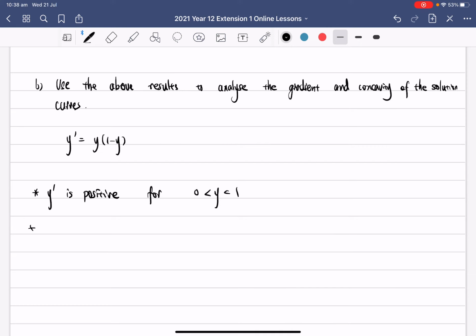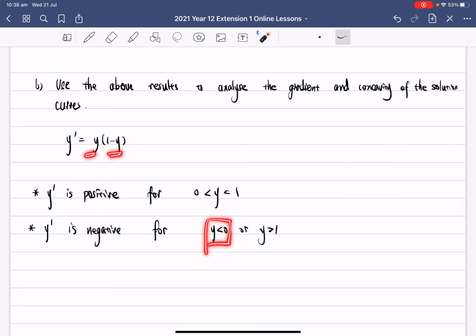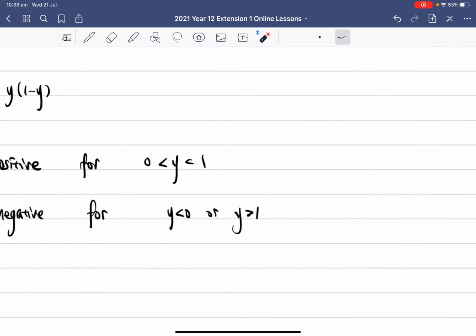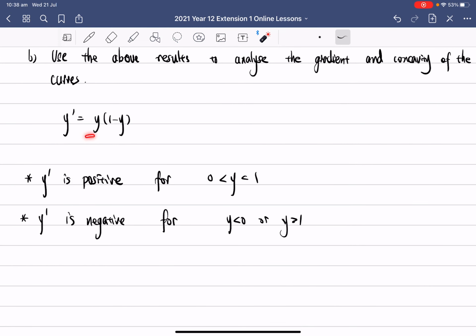y dash is negative for y that's less than 0, or for y that's greater than 1. Think about it. If y is less than 0, that's negative, that's positive, so you still get a negative result. For y that's greater than 1, the first part is positive and the second part is negative, so therefore that's still negative.